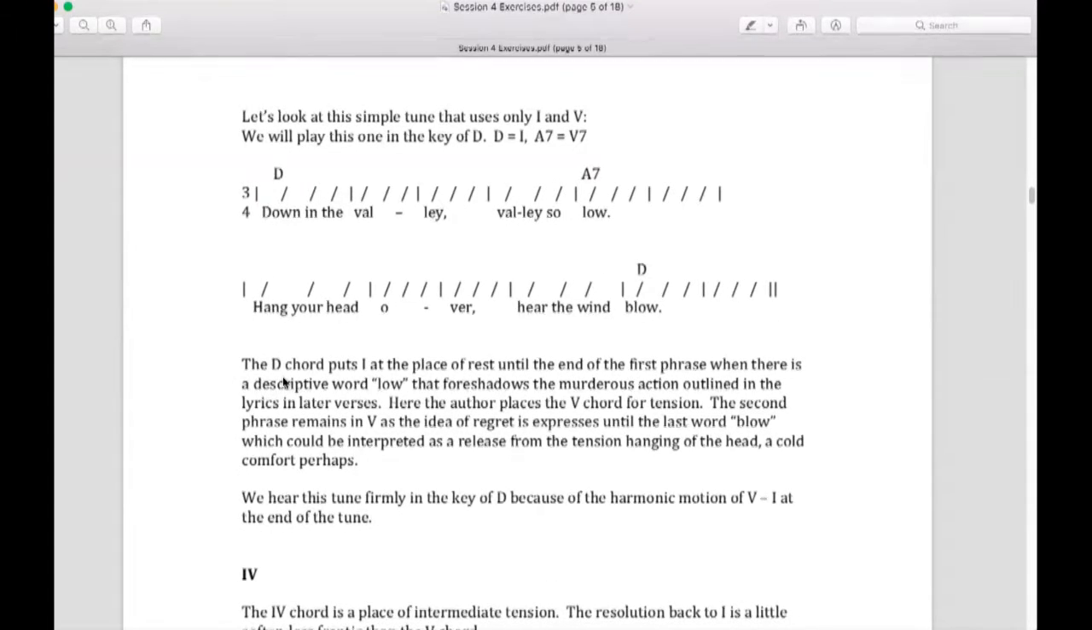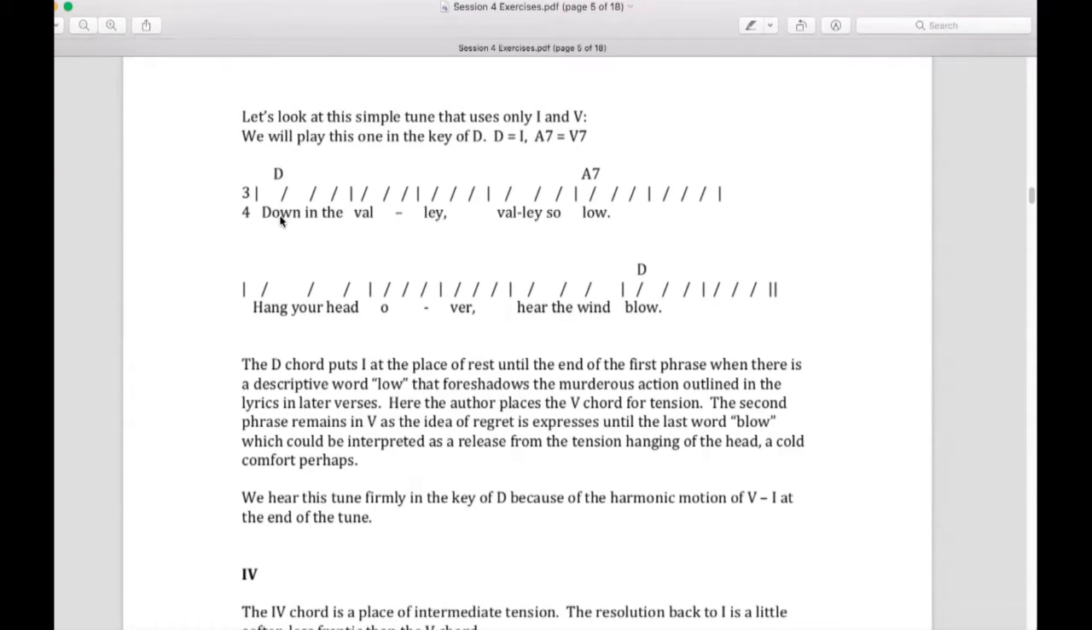Okay, so here's what's happening with this tune. I did a little analysis for us. It seems like a simple tune, but the D chord puts 1 at the place of rest for the whole first phrase until the end of the first phrase, where there is a descriptive word, low, that foreshadows the murderous action outlined in the lyrics in the later verses. I won't go through this, but it's a murder ballad.